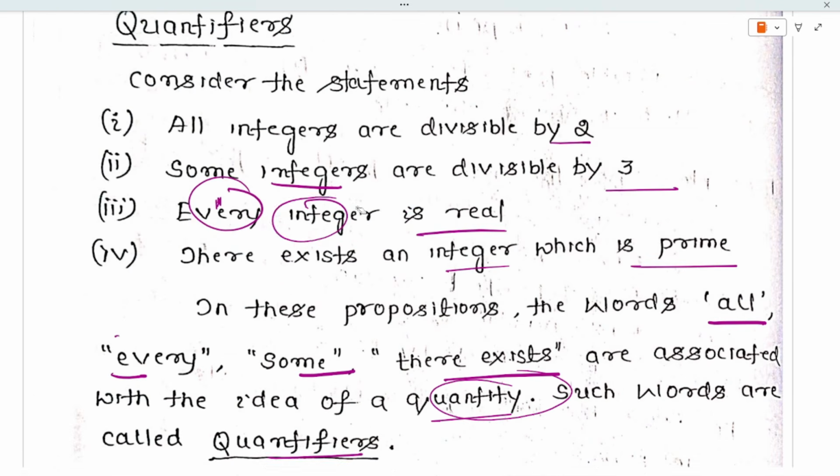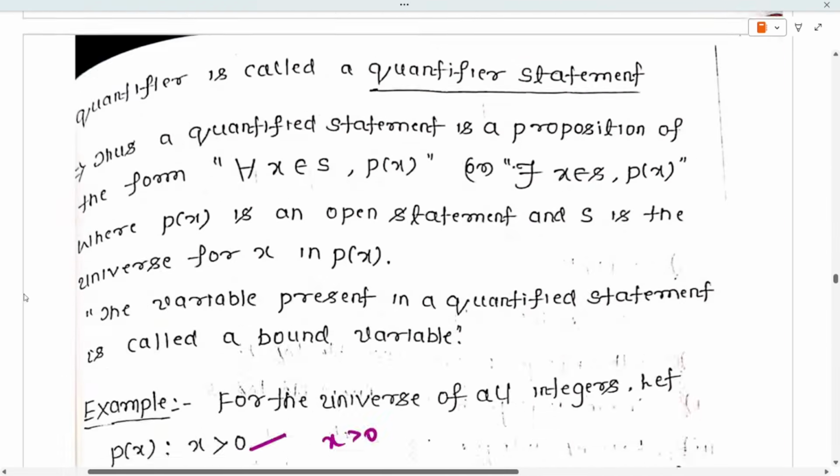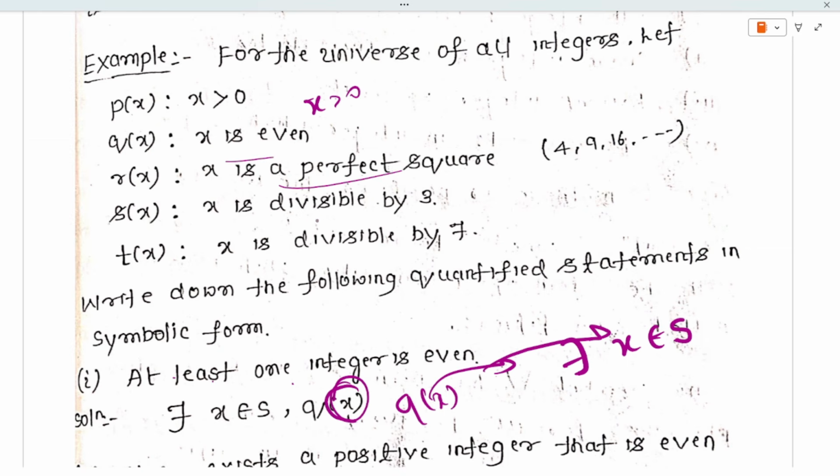Quantifiers are nothing but words like all, some, every, there exists. For example, all integers are divisible by 2. All of these are called quantifiers. I hope you will understand if I give the example. First, let's understand: x is greater than 0. They have given conditions like x is even, perfect square, divisible by 3, divisible by 7, and so on.